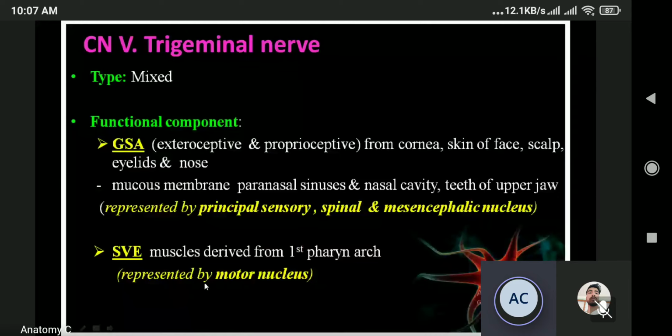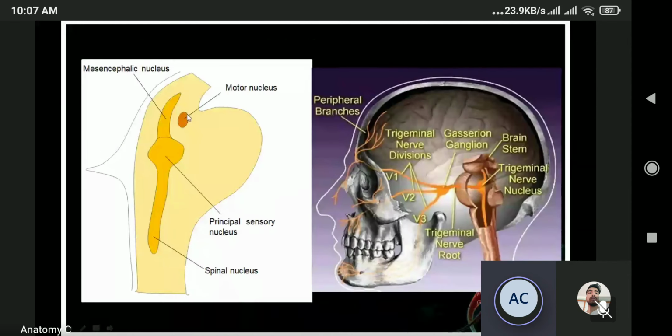The next one is special visceral efferent. It is supplying the muscle derived from the first pharyngeal arch, that is the muscle of mastication, and those will be represented by the motor nucleus. I'll show you the nucleus of the trigeminal nerve. So we have the motor nucleus. This is the motor one. We have the long sensory one. We have the mesencephalic, principal, and the spinal.